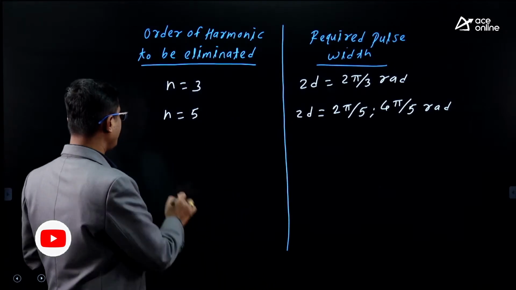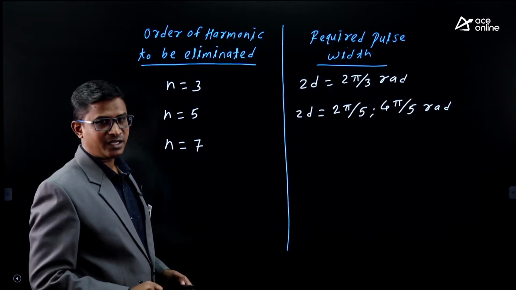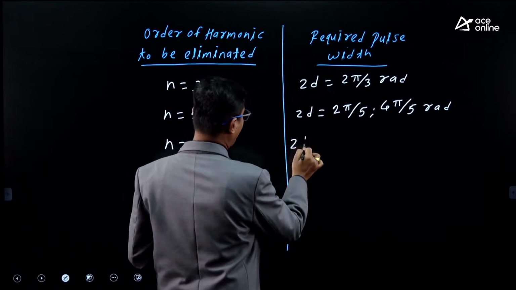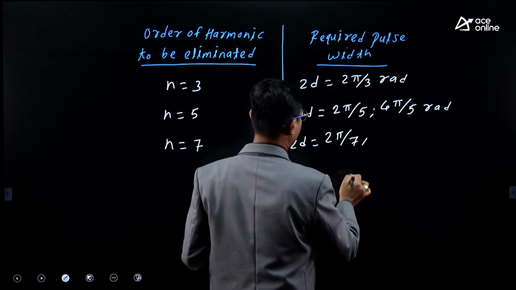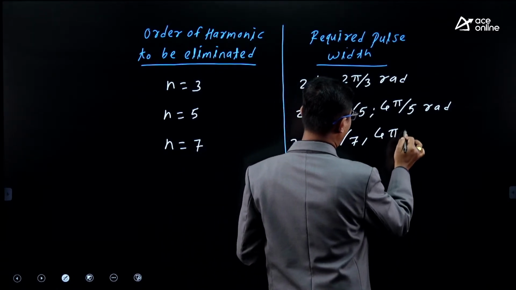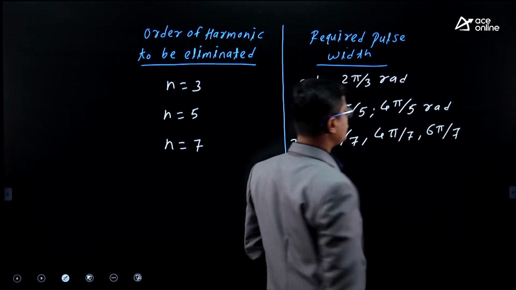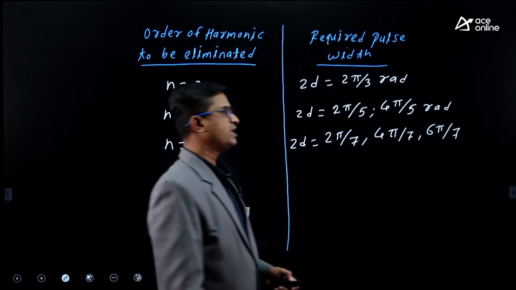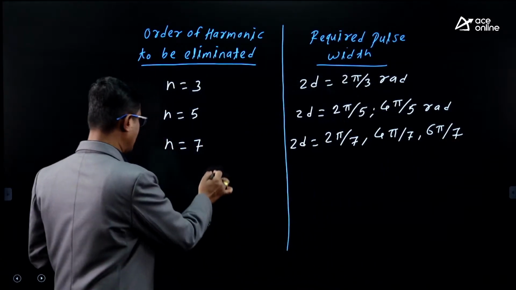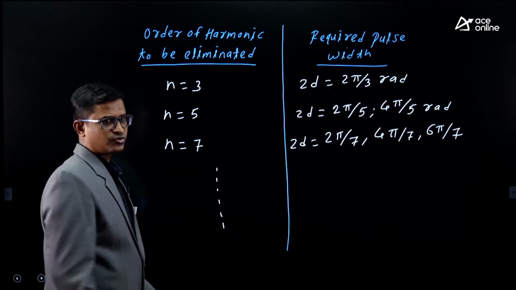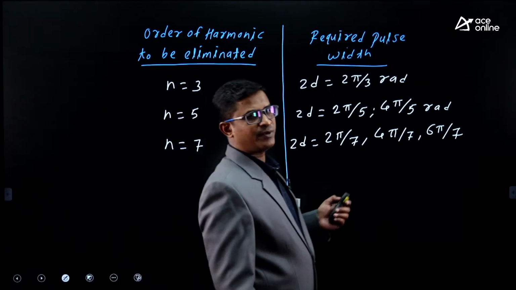Similarly, if we want to remove the seventh harmonic, how many valid pulse widths will we be getting? Yes, 2d is equal to 2 pi by 7, 4 pi by 7 and 6 pi by 7. So we are getting three valid pulse widths, very, very important. Similarly, you can check for n is equal to 9 and so on.